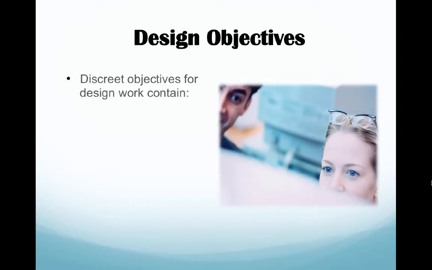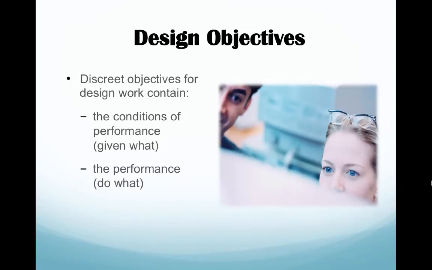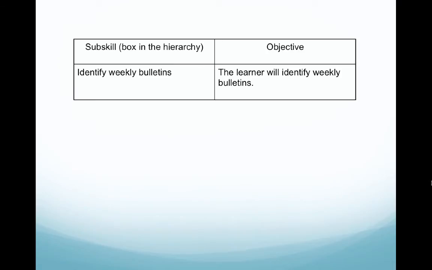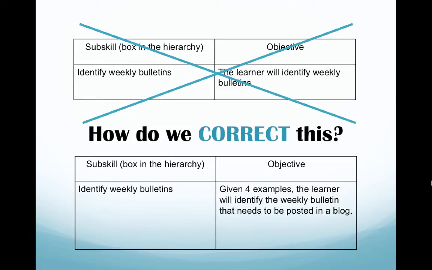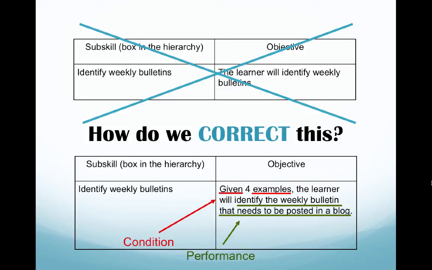Discrete objectives for design work contain the conditions of performance, or given what, the performance, do what, and the criteria, how much or how well. Let's look at this example. Identify weekly bulletins. Here's our objective. The learner will identify weekly bulletins, but it seems to be missing some parts. So how do we correct this? Okay, let's take a look at the correction. Now we have a condition, given examples, as well as a performance, identify the weekly bulletin that needs to be posted in a blog, and the criteria, the number 4. This implies that they will do it correctly.